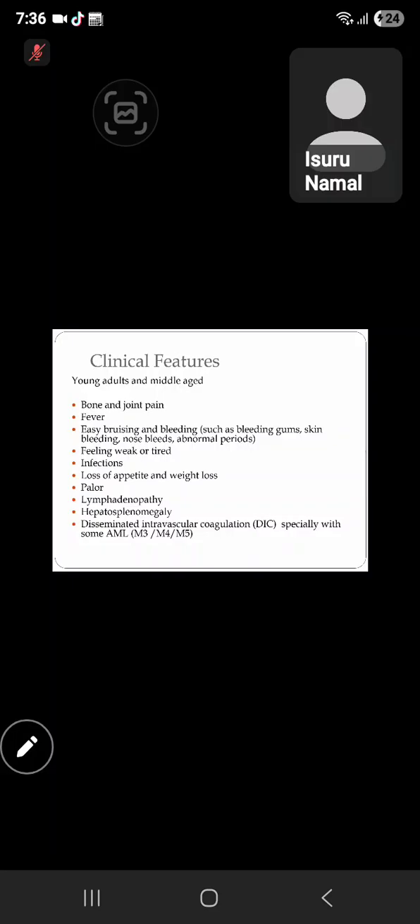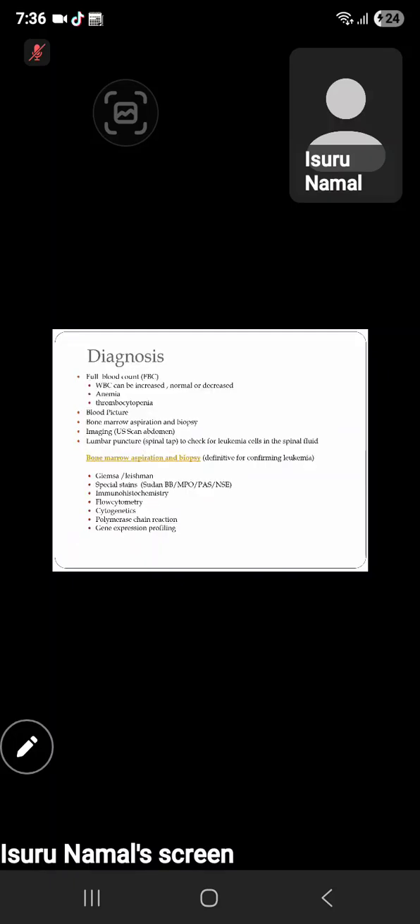Sometimes because of acute myeloid leukemia, AML M3V, your coagulation factors will be hyperactive and it will lead to the process of coagulation, and it leads to disseminated intravascular coagulation in your blood. Then that's also a clinical feature in AML.